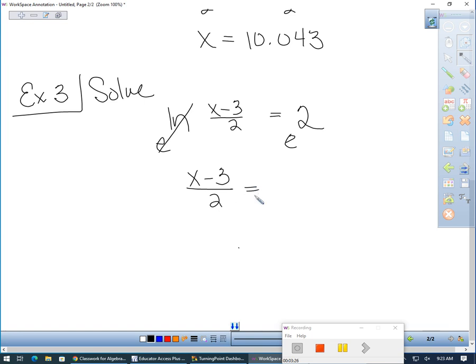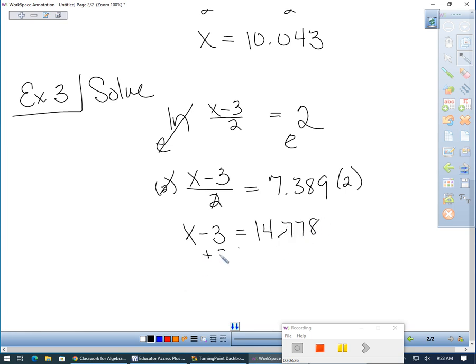On the right-hand side, again, you're going to grab your calculator and type in e to the second, which gives us 7.389. Now we just have to solve. First, we're going to clear the fraction, or times both sides by 2. On this side, the 2's cancel, so I have x minus 3. On the right-hand side, 7.389 times 2 is 14.778. Then, of course, we're going to add 3 to both sides. We find out that x equals 17.778.